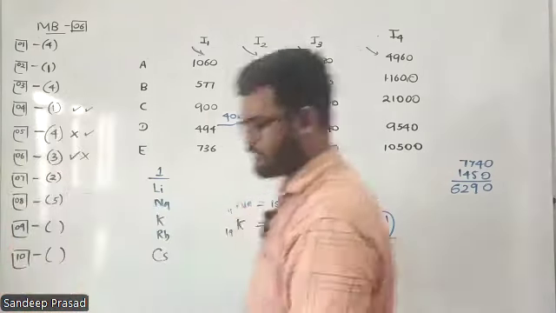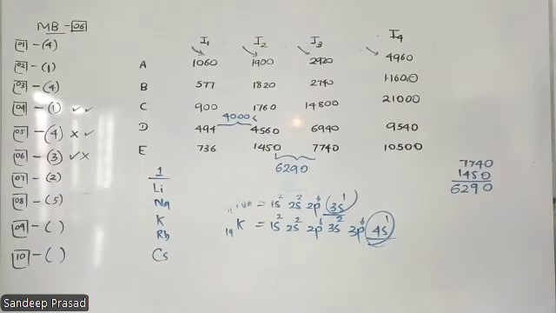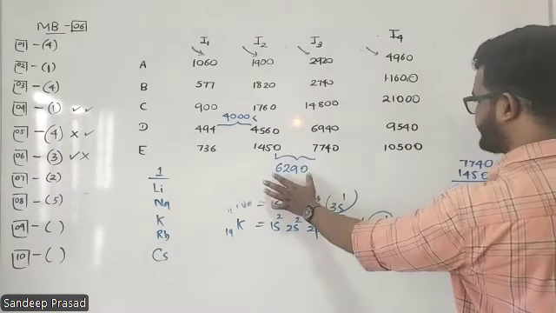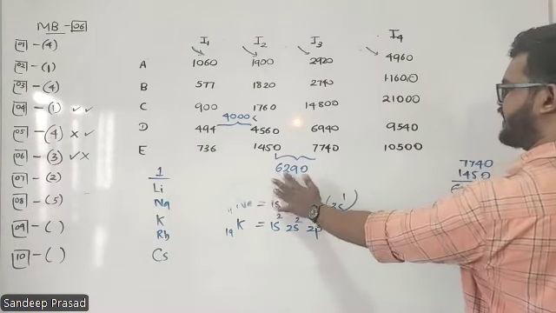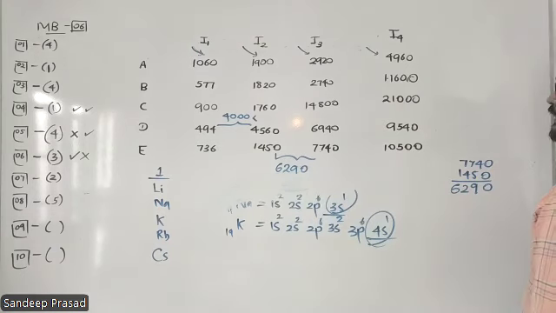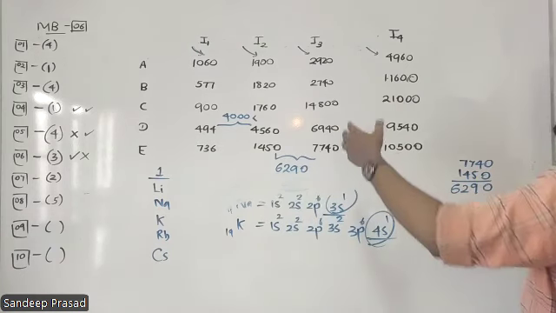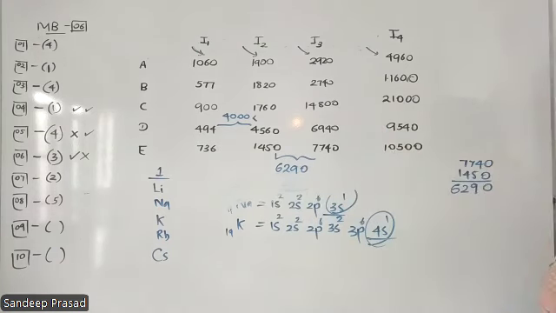Right? Okay. Then students, the gap between these two is 6,290. Again, where you can see the largest gap in C? Where you can see the largest gap in C element?